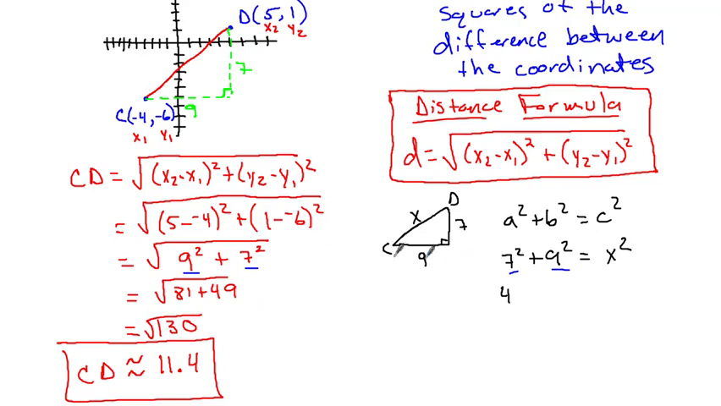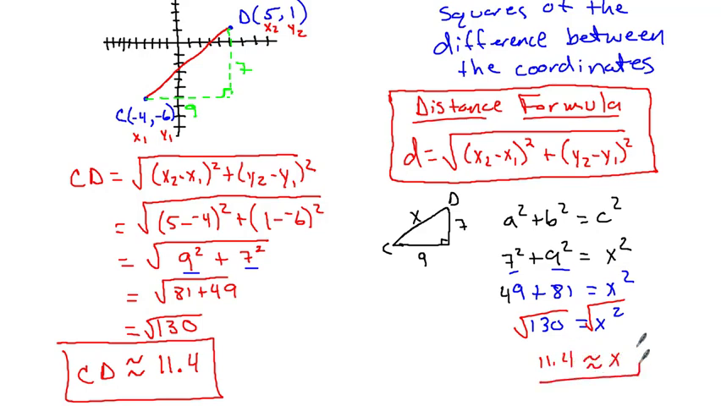The Pythagorean theorem and the distance formula are the exact same formula. One just uses the numbers from the points, so the actual coordinates, and the other one uses the length of the actual segment. So this is 49 plus 81 equals x squared, 130 equals x squared, and then to solve this we have to square root it. So the square root of 130, 11.4, is approximately equal to x.